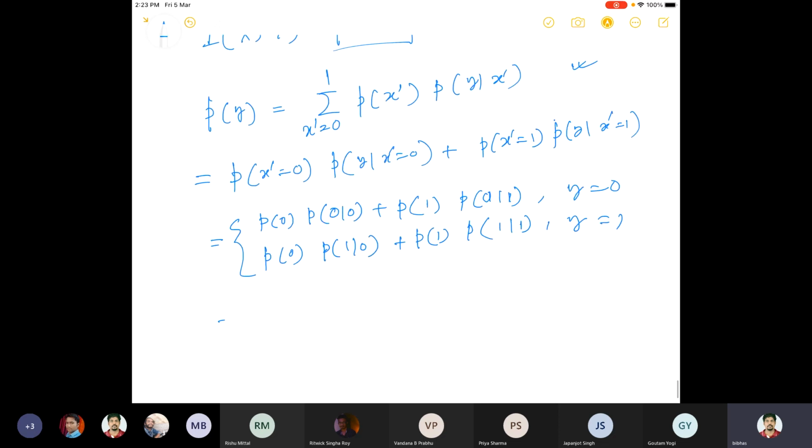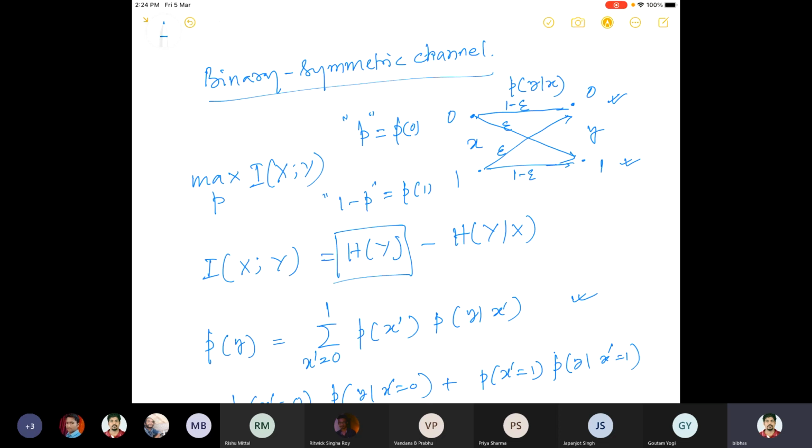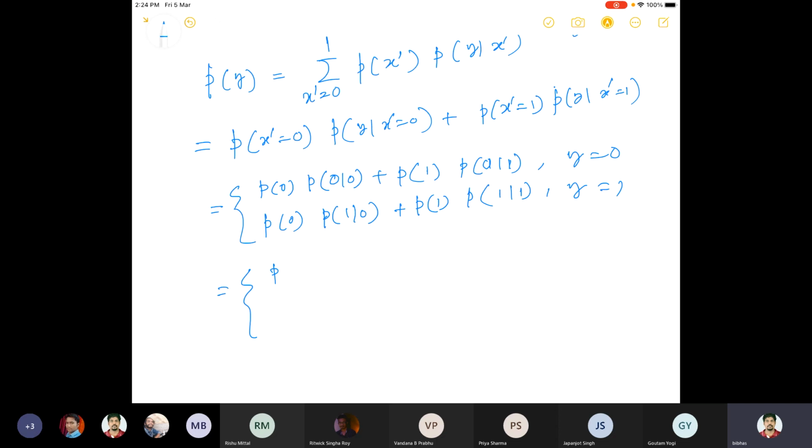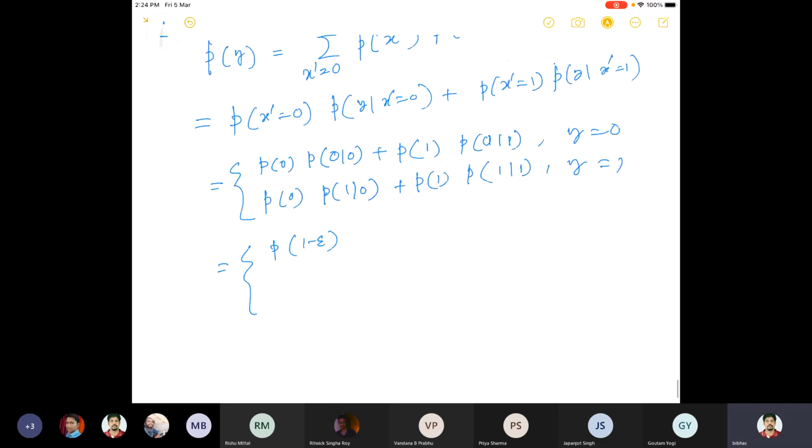So basically then what I have here is the probabilities. I assume that probability of 0 is equal to P here. So if we just replace probability of 0 by P, then probability of 0 given 0 is 1 minus epsilon, plus 1 minus P times probability of 0 given 1, which is epsilon. So if y equal to 0, and similarly, we will have P epsilon plus 1 minus P times 1 minus epsilon when y equal to 1.